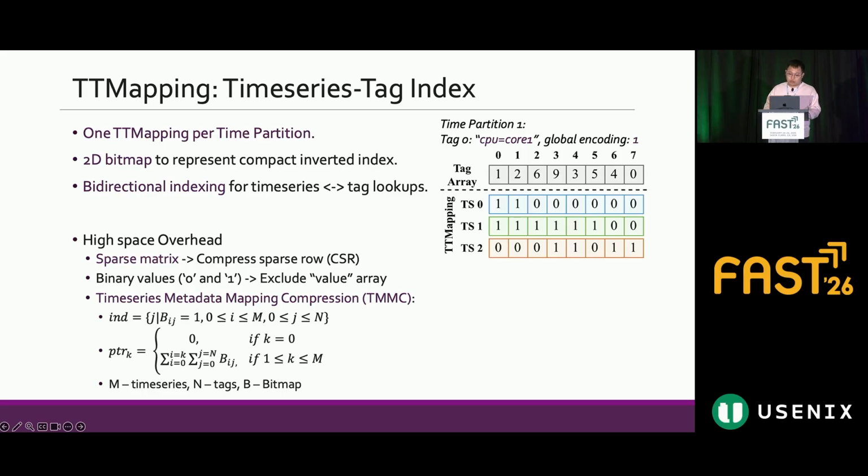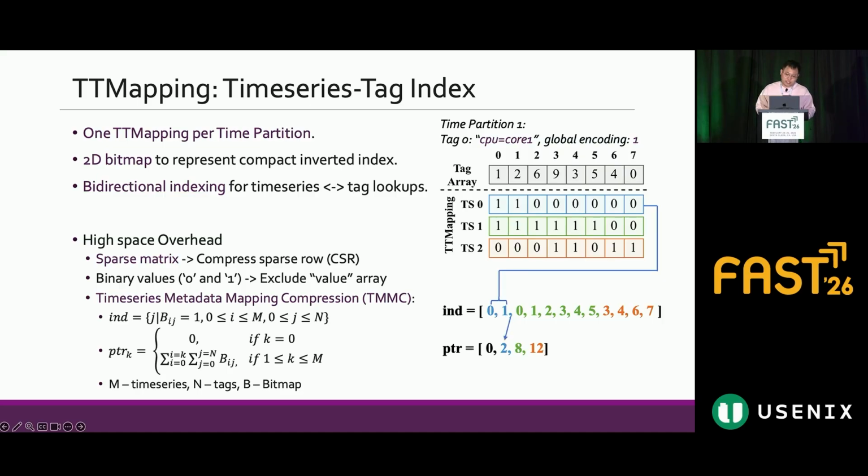And because here we only have 0 and 1, 1 bit can be okay. So we try to have a variant of the compressed sparse row, and we remove the value array. Here we build up our time series metadata mapping compression. After the compression, we only have 2 arrays, one for the index in each time series and one for the pointer for each time series. Then it can significantly reduce the space overhead.